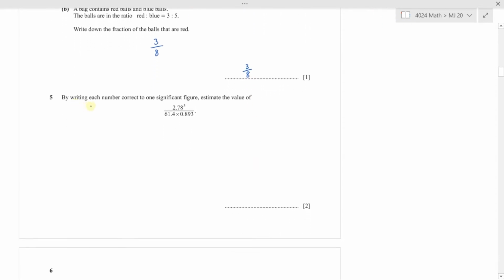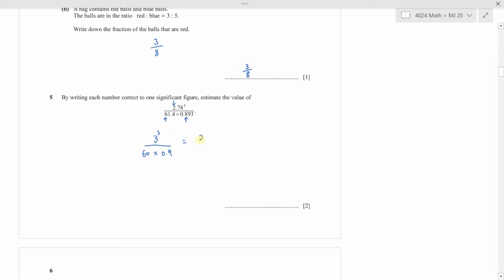Question number 5 is, by writing each number correct to one significant figure, estimate the value of this. So writing this up to one significant figure, this is the first one. The next one is 2.7, so I will round this up to 3. So this will be 3 cubed. 6 is the first significant figure, then I have 1. So this will be simply 60 multiplied by 8, which is the first significant figure. Next value is 0.9, rounded to 0.9.